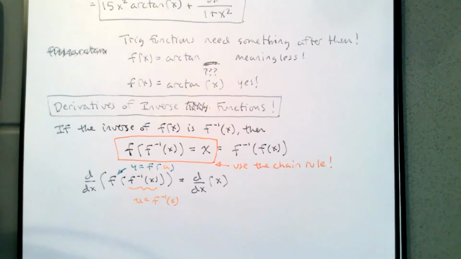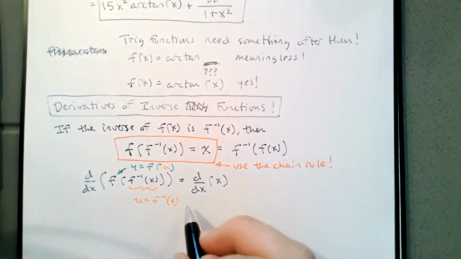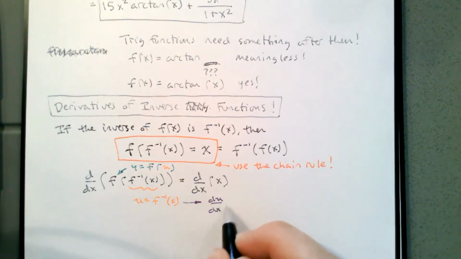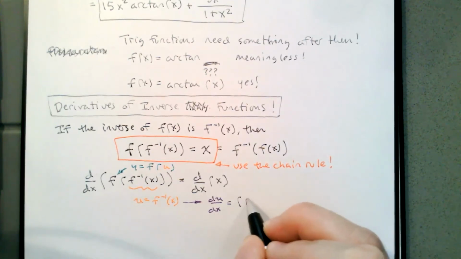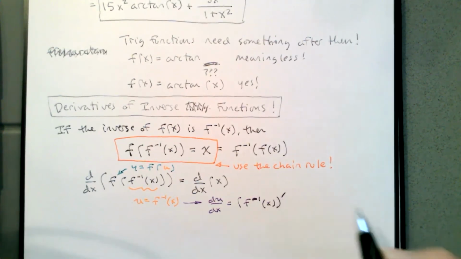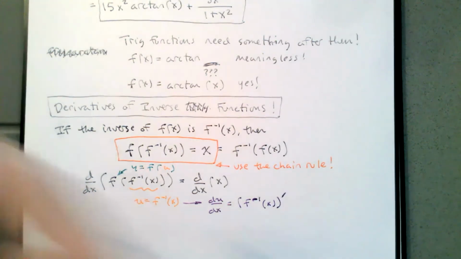The weird thing that's going to happen here is that if u is f inverse of x, then we need to find du dx. That's what we multiply by. And du dx is going to be the derivative of the inverse. The weird thing here is that the du dx is what we're looking for. This is what we're trying to find.